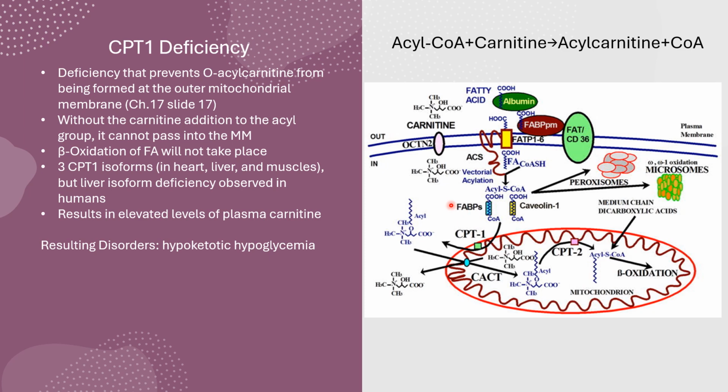Another interesting thing is CPT1 actually exists in 3 different isoforms in humans. There's one in the liver, one in the heart, one in skeletal muscle, but the only one that there's actually an observed deficiency in is the liver isoform.